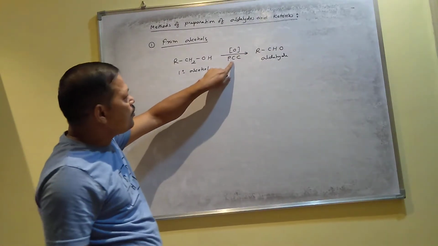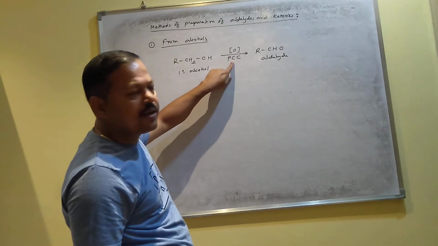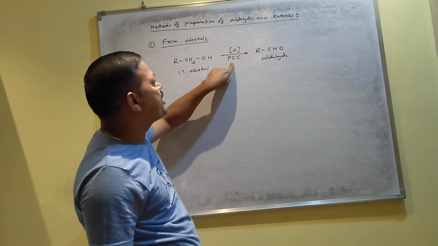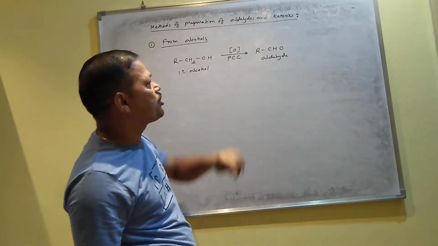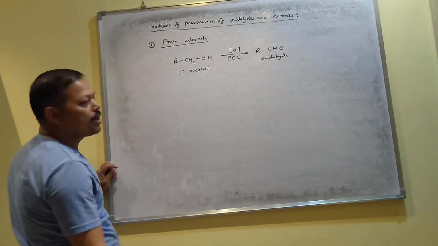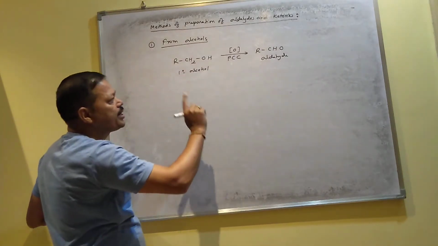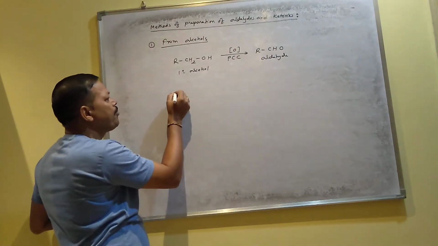Here I have used a weak oxidizing agent. If you use a strong oxidizing agent, then the product will be carboxylic acid, because aldehyde further undergoes oxidation to produce carboxylic acid. So that's why you always have to use a weak oxidizing agent to get aldehyde.